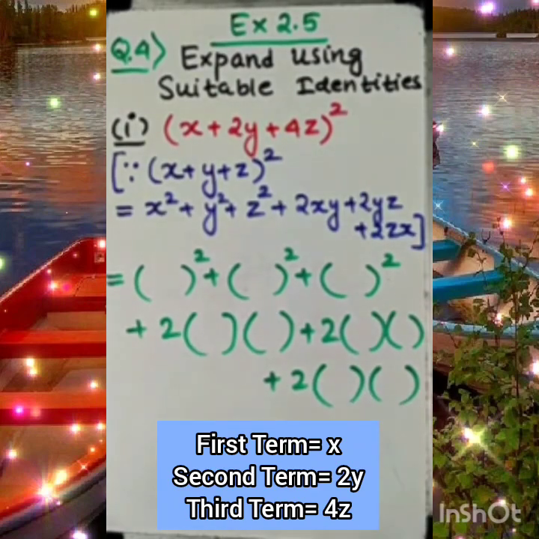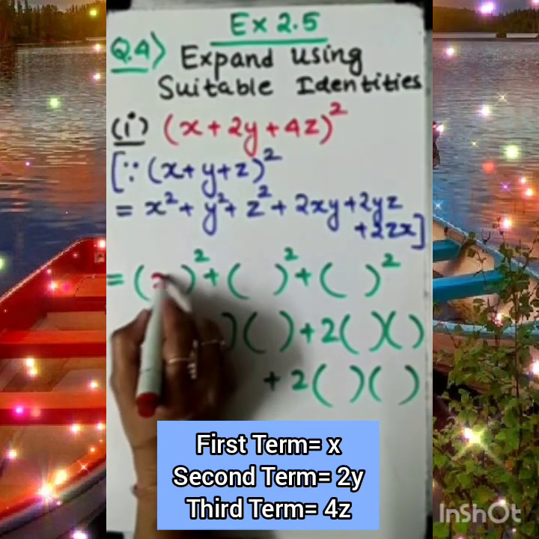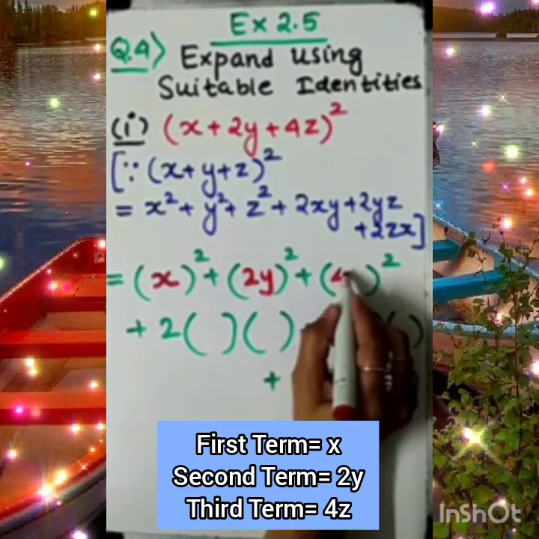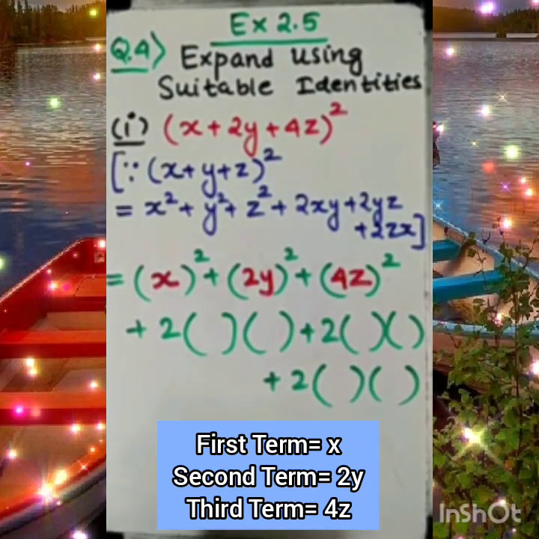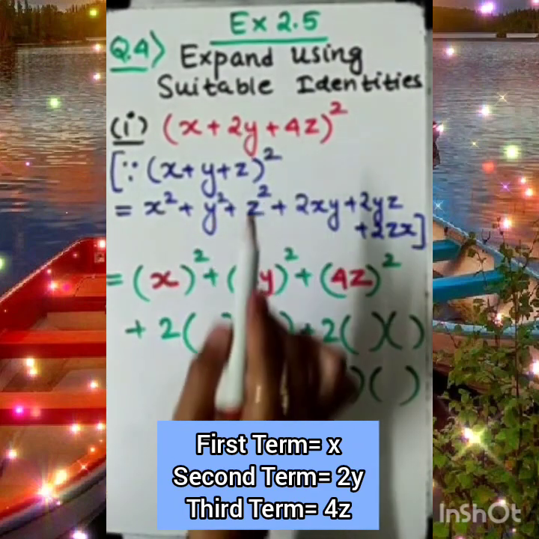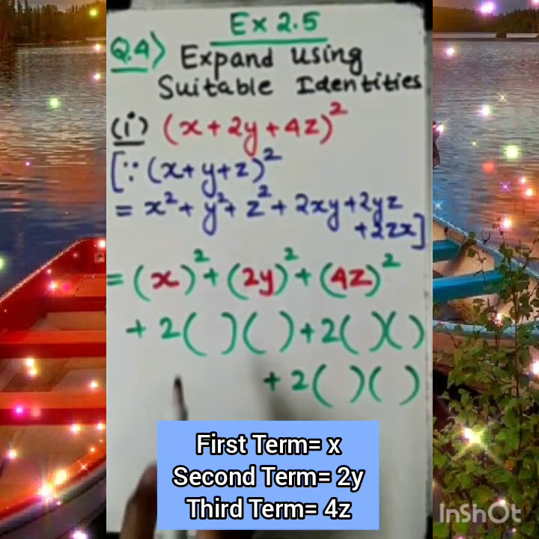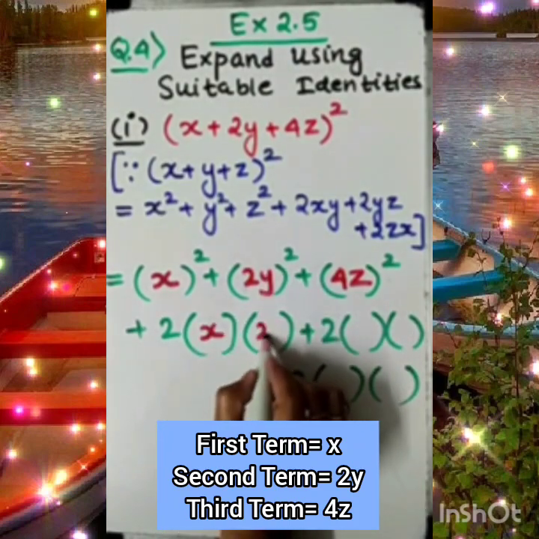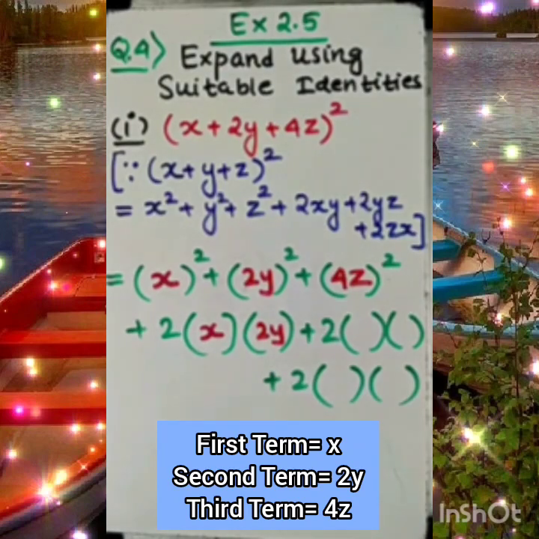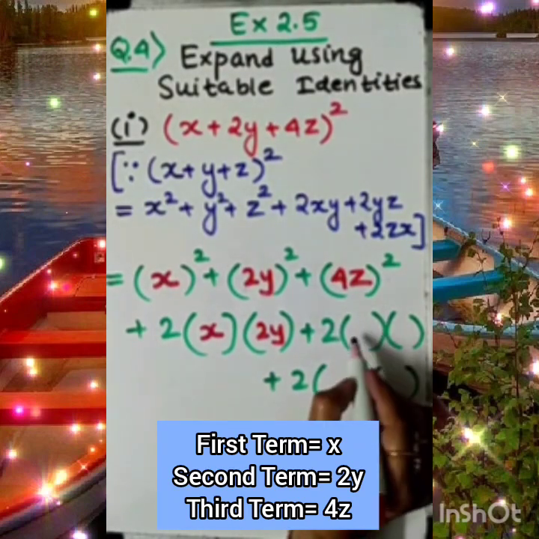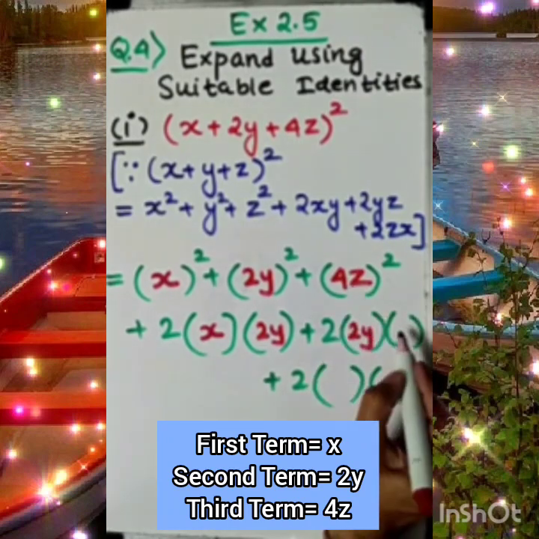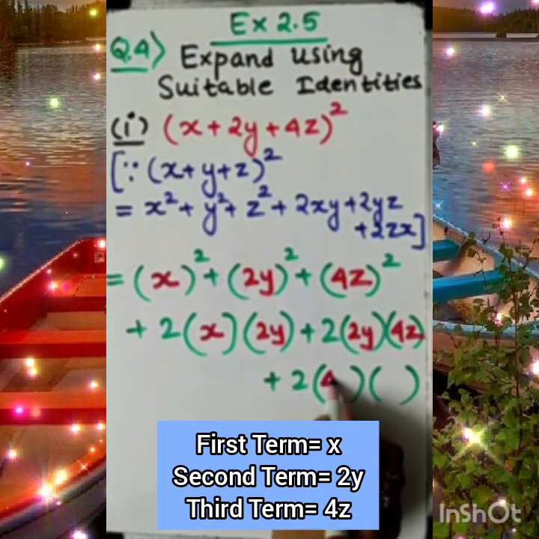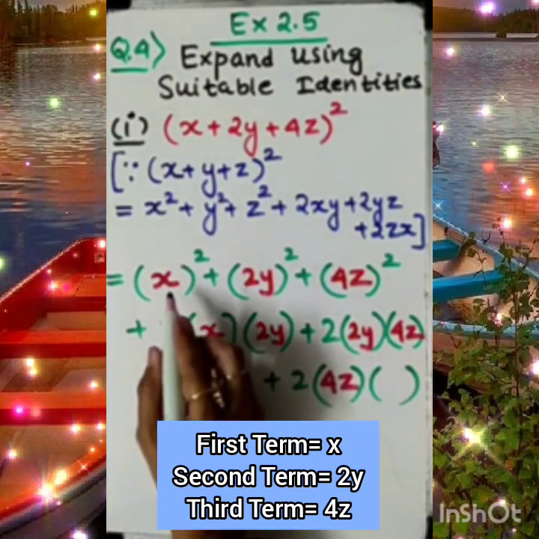Now, you know what the first term is? Of course, it is x. What is the second term? That is 2y. What is the third term? That is 4z. Once again, the first term is x, the second term is 2y, the third term is 4z. Plus 2 into first and second. First is x, second is 2y. Clear to you? Similarly, 2 into second term and third term, where the third term is 4z. And of course, plus 2 into the third term 4z and the first term.